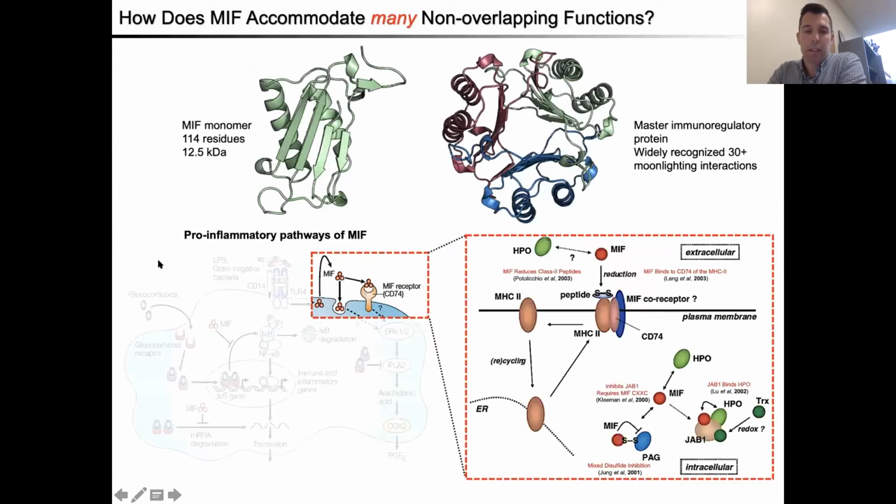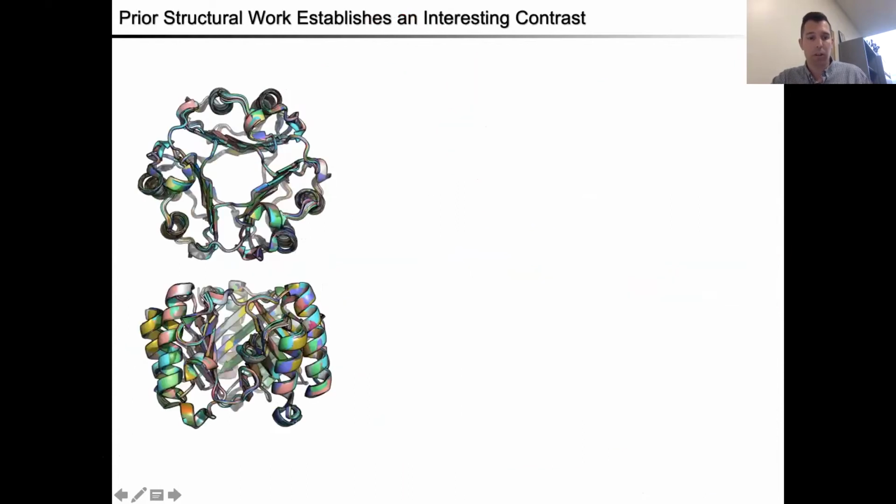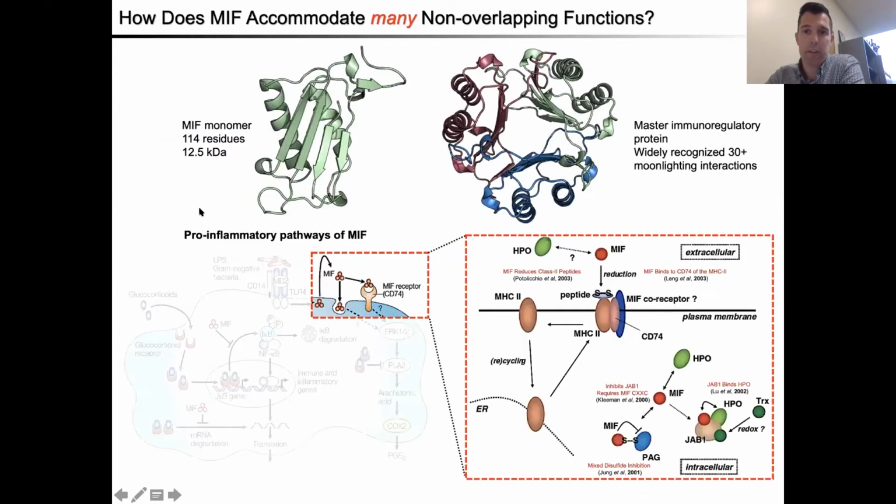My lab certainly studies multiple multi-subunit enzymes. I'm just going to tell you a short story about one of them today, a protein called MIF, macrophage migration inhibitory factor. This is a master immunoregulatory protein that also has 30 or more different moonlighting interactions throughout the cell. So it engages in many protein-protein interactions, the structural and molecular basis of which are really not understood at all.